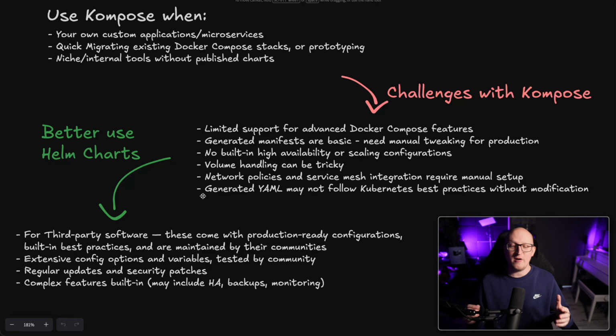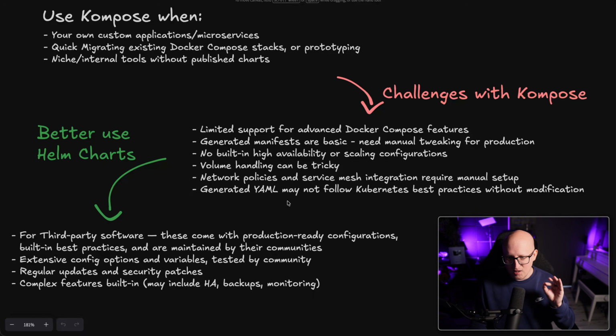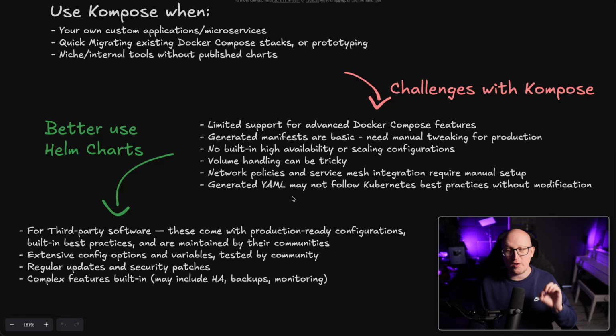But of course, there are a few challenges with Kompose. It has limited support for advanced Compose features. The generated manifests are very basic. You need manual tweaking for production, just like we talked about. The traffic labels. Volume handling can be tricky, as we have seen with the config maps. Also, the generated YAML files might not follow Kubernetes best practices without modifications. What do I mean by this?